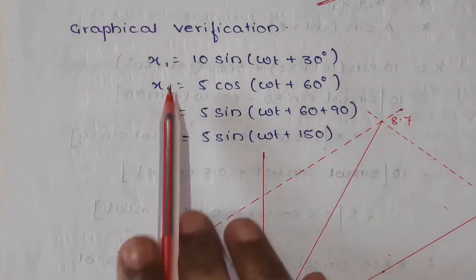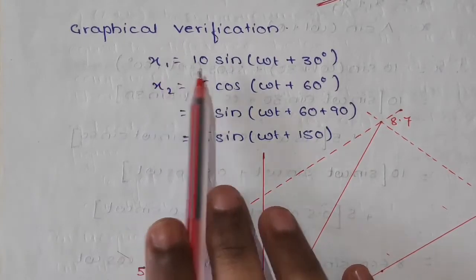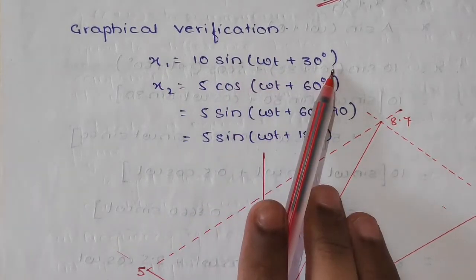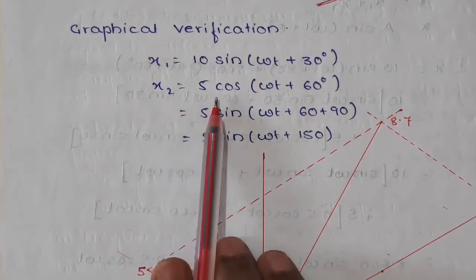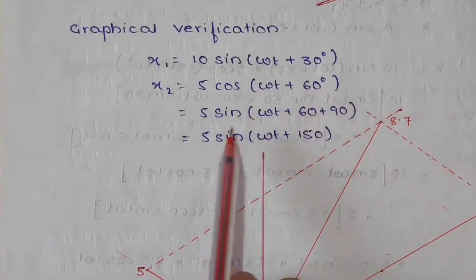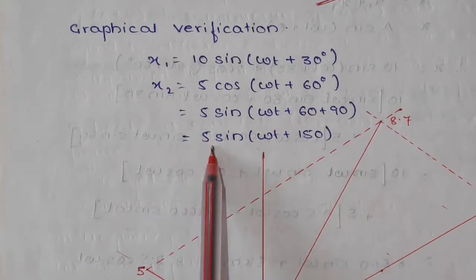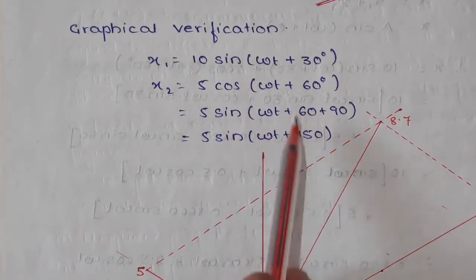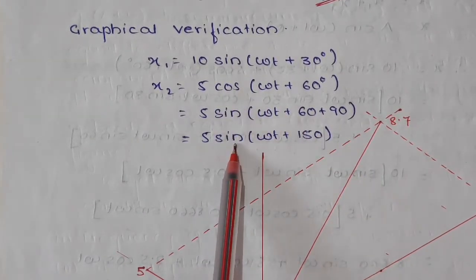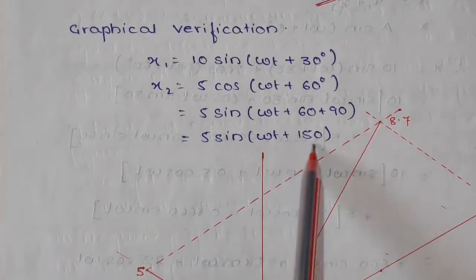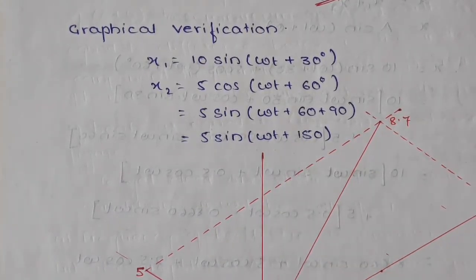So for the graphical method, I'll take the two equations, x1 as 10 sin omega t plus 30 which is given, and x2 as 5 cos omega t plus 60 which is given. So this becomes 5 sin omega t plus 60 plus 90, which becomes 5 sin omega t plus 150. That is, this cos term I converted into a sin term. Now we shall see how this is drawn graphically.